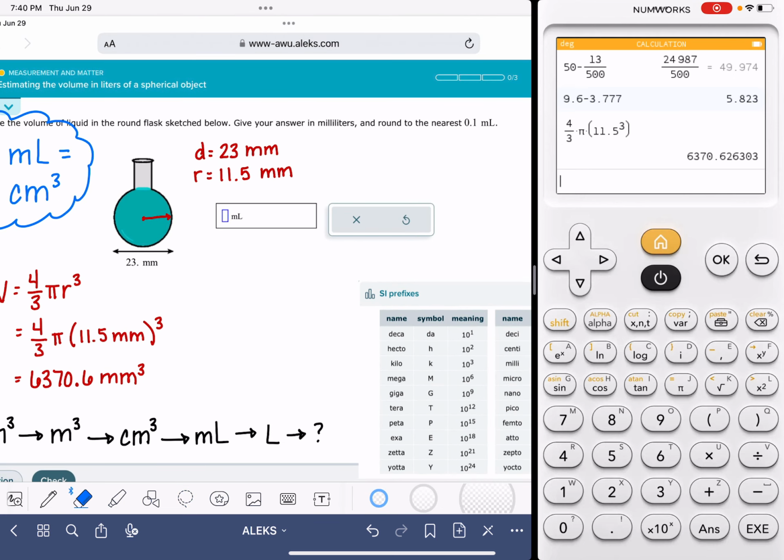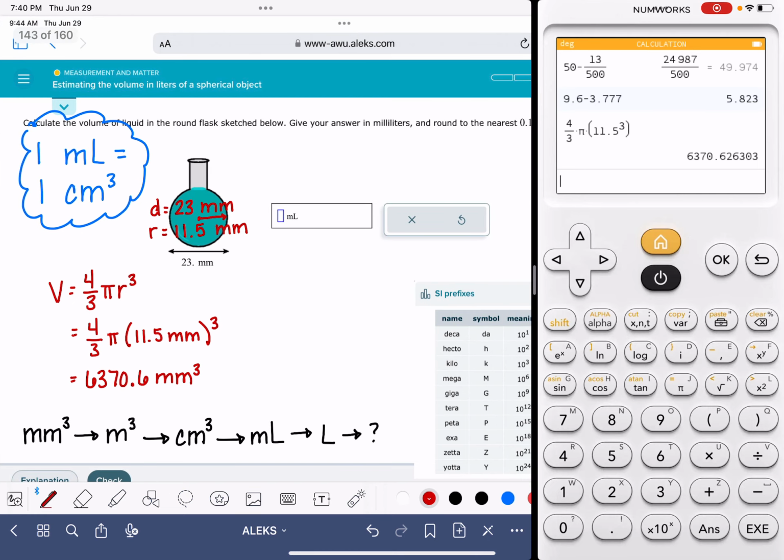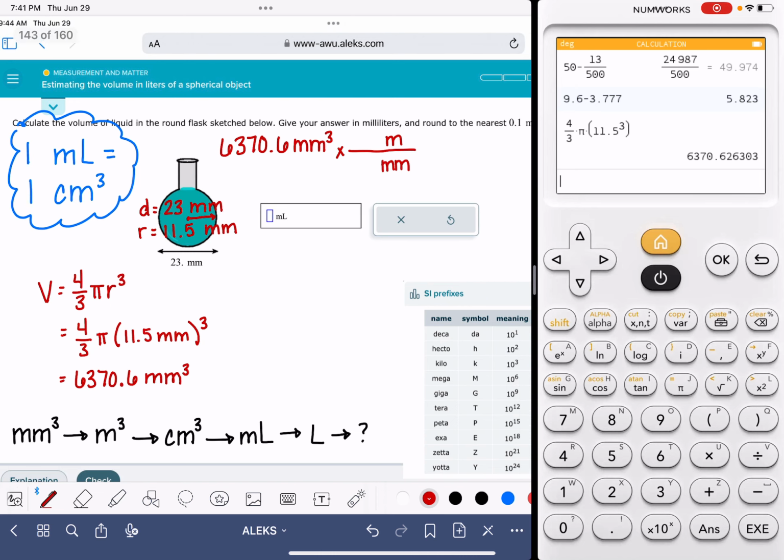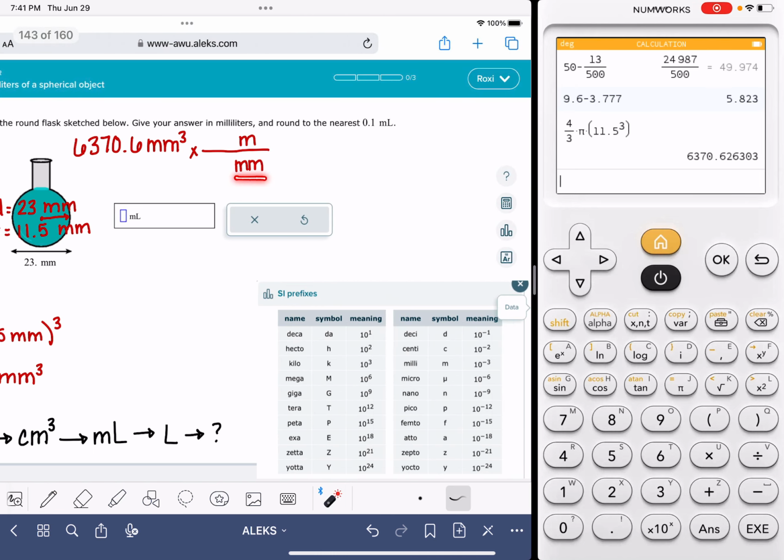Okay, so I am going to make myself a little bit of space for this unit conversion because it's going to take quite a bit of space. We're going to start by writing the number with the unit that we're starting with, 6,370.6 millimeters cubed. And we are trying to convert that into cubic meters. So we want to multiply it by a conversion factor that is going to cancel out millimeter and convert into meter. Now, if you're thinking about, but what about the cubed part? Just hold on. I'm going to get to that in a minute. What is the relationship between millimeter and meter?